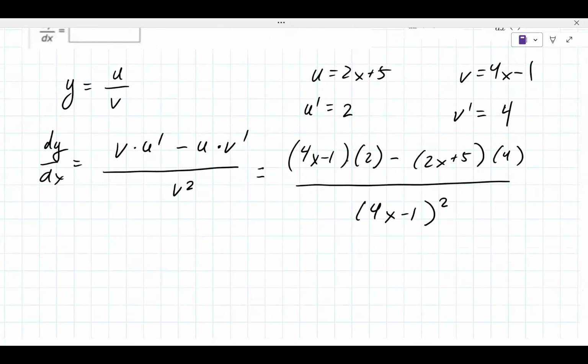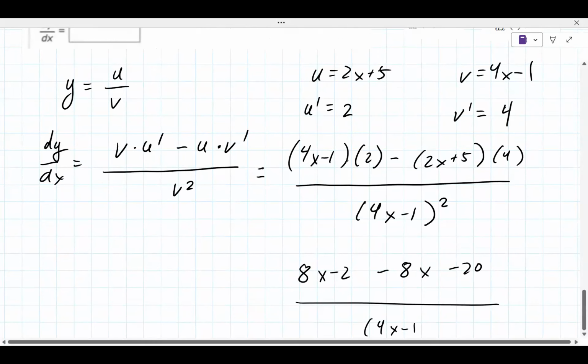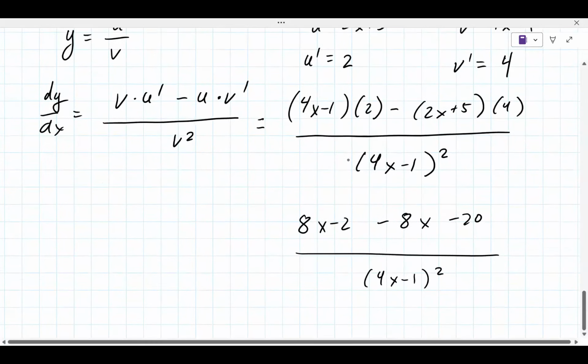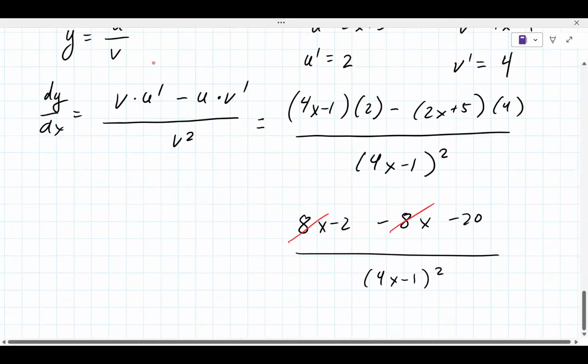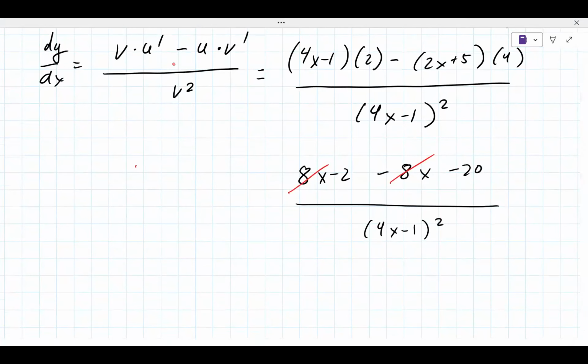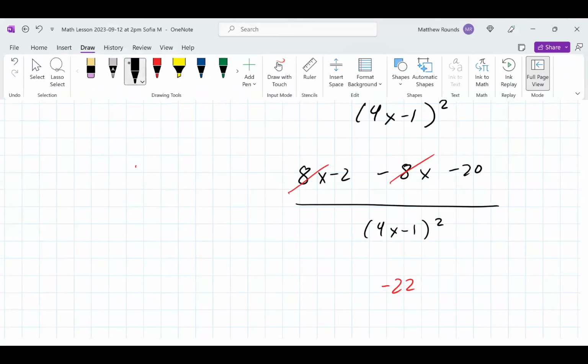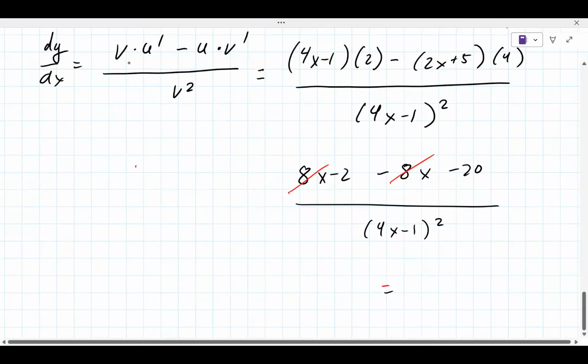So you have to multiply it down. 2, so you get 8x minus 2, and then you multiply the 4 in. So it becomes minus 8x, distribute the negative, minus 20, all over 4x minus 1 squared. The minus 8x cancels with the 8x. It is fairly standard on these to get just a number on top. So -22, and then we FOIL out the bottom.